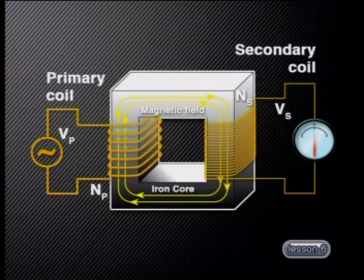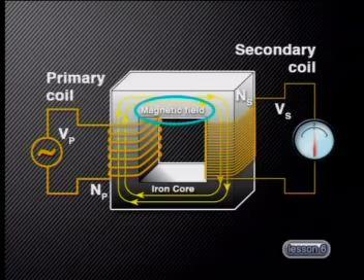Let's start with the primary coil. When the power supply is switched on, an EMF V subscript P is set up across the ends of the coil. As a result, a current passes through the coil which sets up a changing magnetic field around the coil. According to Faraday's law, the magnitude of this rate of change of magnetic flux is directly proportional to the EMF Vp applied across the ends of the coil.